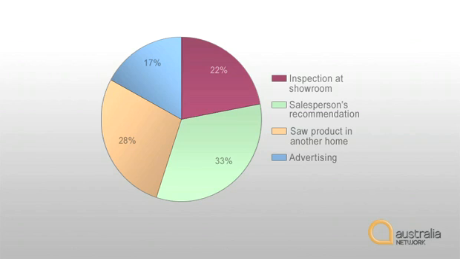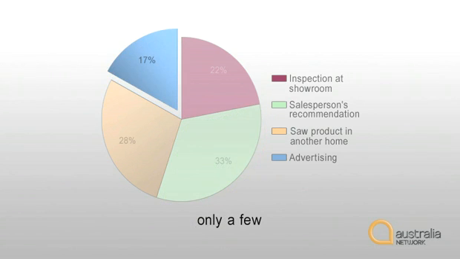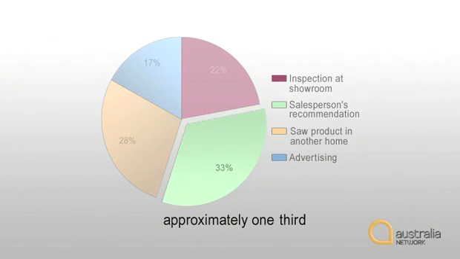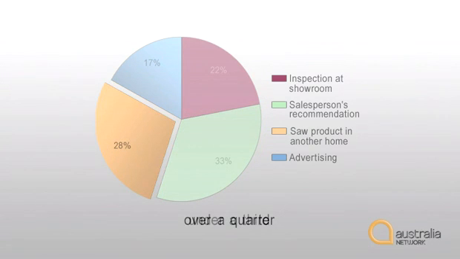Looking at the reasons for decisions, we are comparing 4 groups of people. We can use descriptive words such as many, some, a few. And we can say the greatest number or the highest percentage. The greatest number of people went by the salesperson's recommendation. We could say only a few relied on advertising. And we can use words like approximately, about, nearly, over and under. Approximately 1/3, about a quarter, over a quarter, under 1/3.